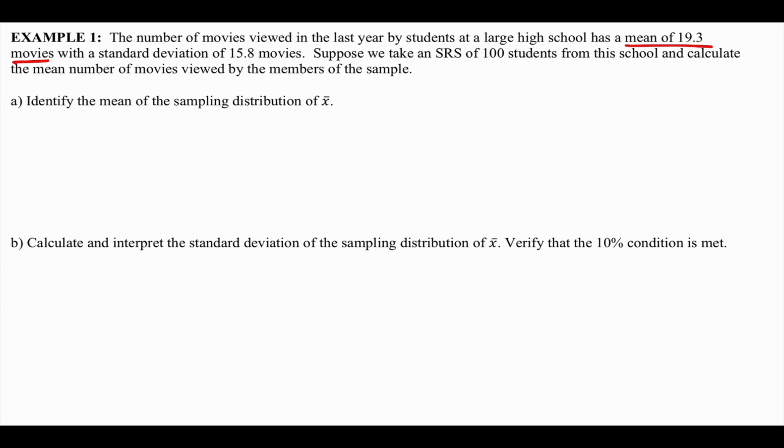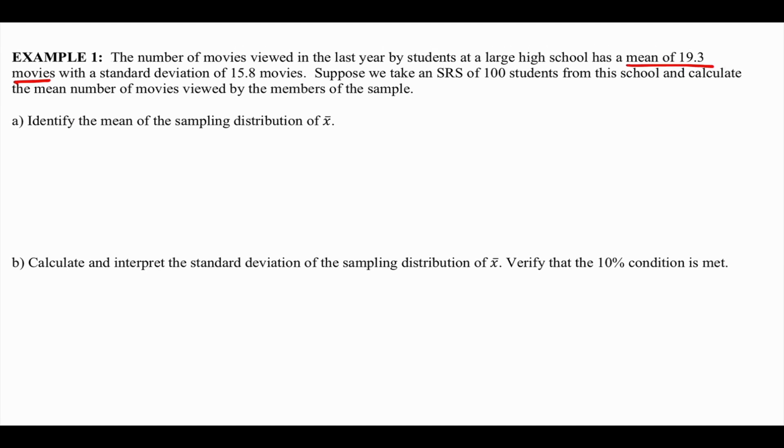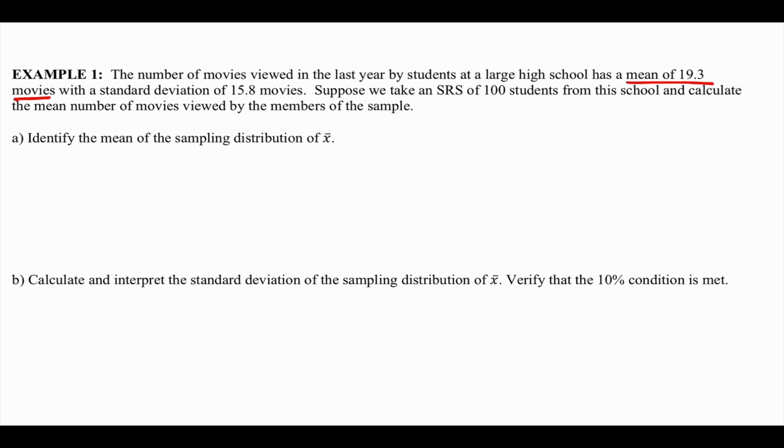Mean of 19.3 movies. What is that? I know it's a mean, but what type of mean? Is that a population mean or is it a sample mean? 19.3 movies. It's from the whole entire school, right? So it's a population mean. Since it's a population mean, we give it the lowercase mu, 19.3.